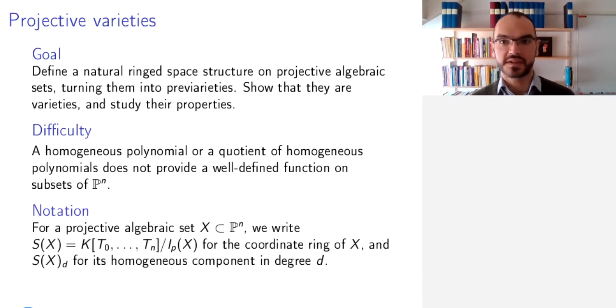The way to deal with this is to take homogeneous polynomials of the same degree and take quotients of such polynomials. So the notation we'll use is that given a projective algebraic set X in P^n, we will call its coordinate ring, as before, S(X). So recall that this is the polynomial ring in n+1 variables mod the vanishing ideal of X. And we will write S(X)_d for the homogeneous component in degree d. So all polynomials that are homogeneous of degree d.